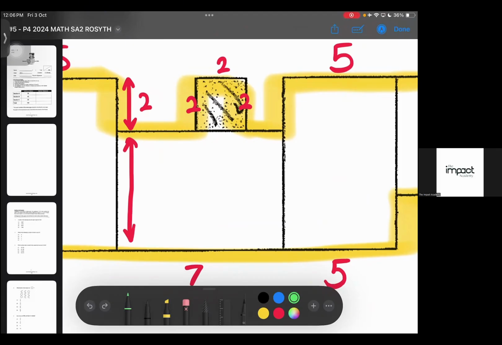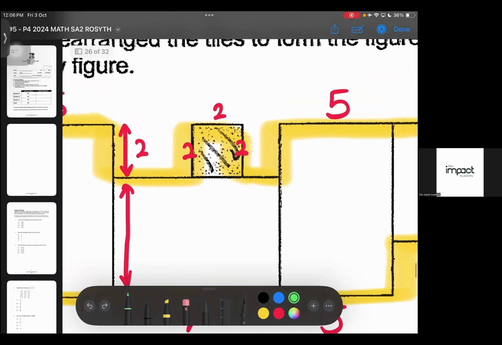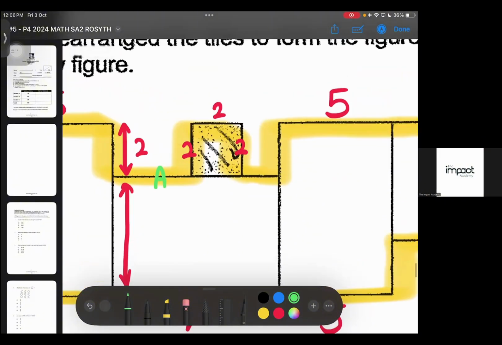It's how much? Very good. So you see, you don't have the individual. But what you know for sure is that you can call it A and B. You can say that A and B is actually how much? 5. Why is it 5?